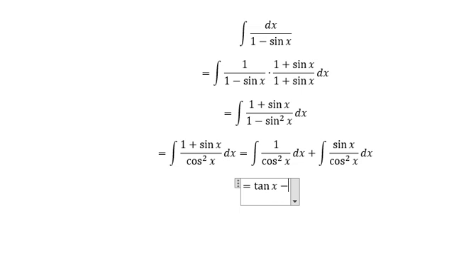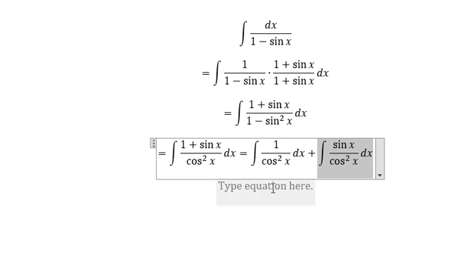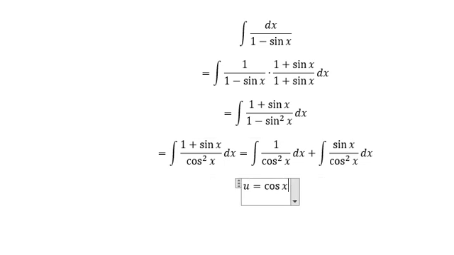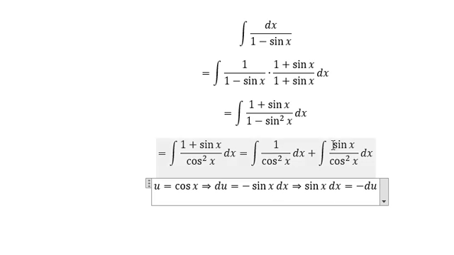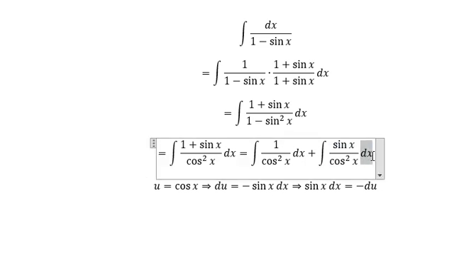Let me do the substitution so that you guys see perfectly what I'm saying. I'm doing the substitution for this integral. I'm going to let u be equal to cos x, because if I differentiate cos x I'm going to have negative sine x. So du is going to give me negative sine x dx. But you see that in the integral we have sine x dx instead. So sine x dx is equal to negative du.